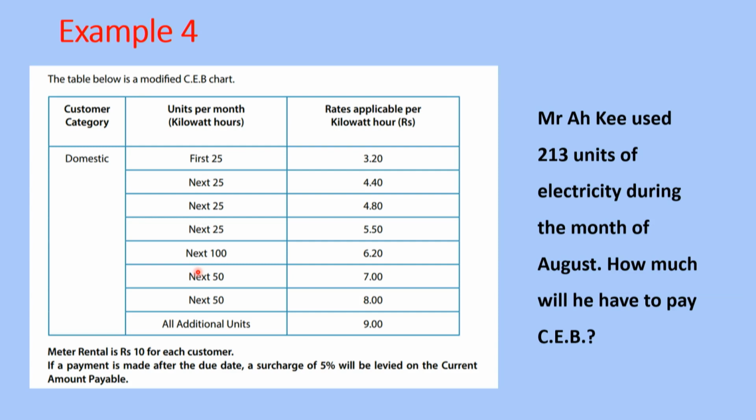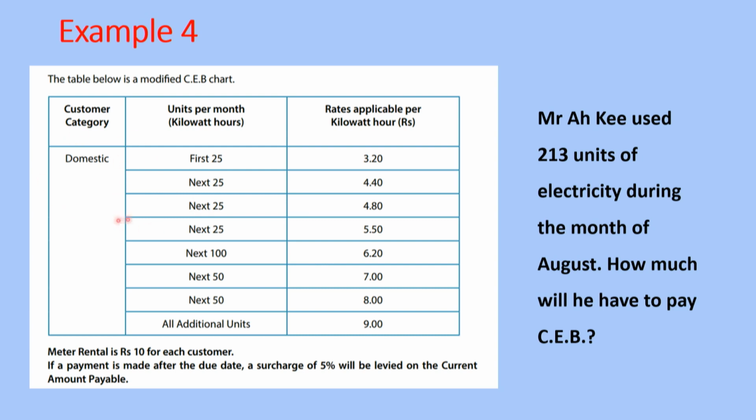Now we move on to the fourth example on CEB chart. So here we are going to consider the Central Electricity Board. The table below is a modified CEB chart. Mr. Aki used 213 units of electricity during the month of August. How much will he have to pay CEB? So let us have a look at this chart.